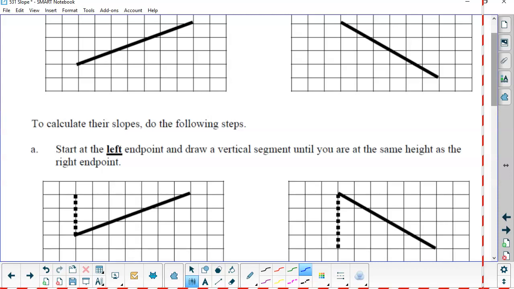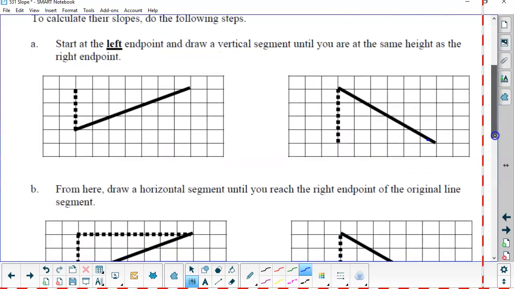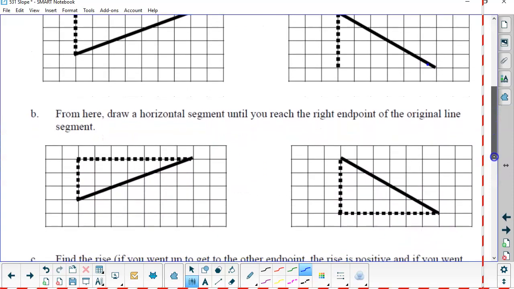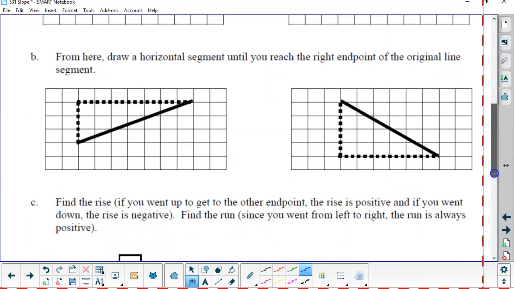Well, we have to go up. Then we're going to have to go across. So first you find your rise, then you find your run. For this one, left to right, we can't get to the right-hand side by going up. We have to go down. So we're going to go down and then to the right. Okay, so you're always going to end up going to the right. It's whether you go up or down to start. So up and then horizontal line across.